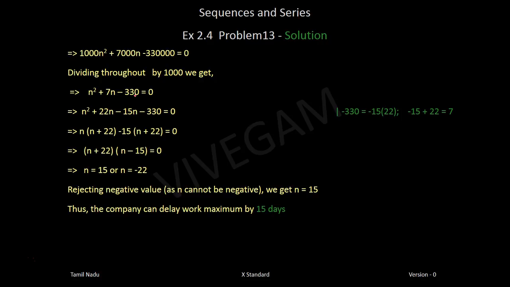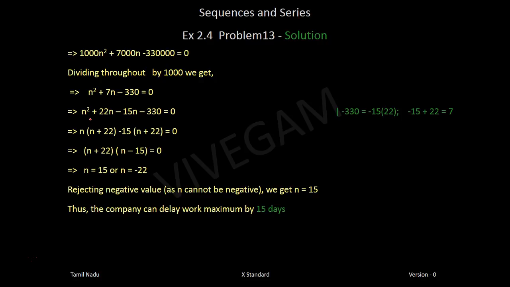So 330, we'll have to split it in such a way that we get 7. Try 10, 33 into 10. 33 minus 10 is 23, so that won't work. Then try 15. 15 will go 22 times. So minus 15 into 22 is minus 330, and minus 15 plus 22 is 7. Okay. So we'll have to write this 7n as plus 22n minus 15n.